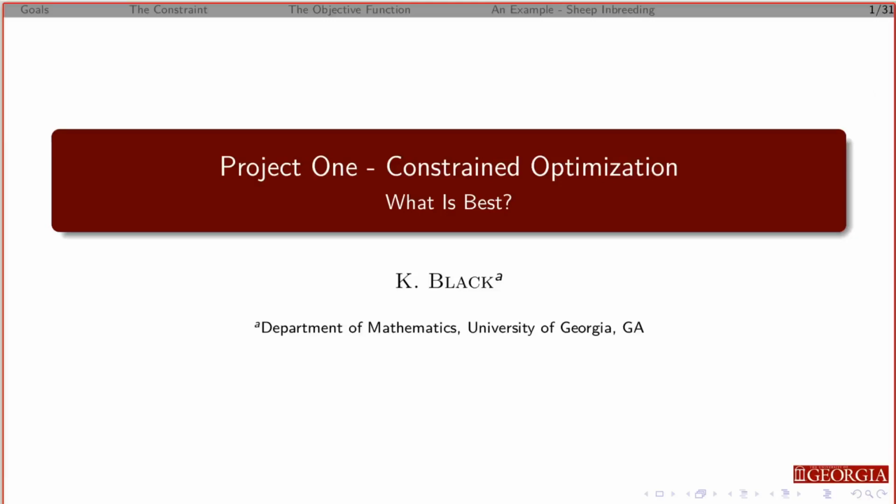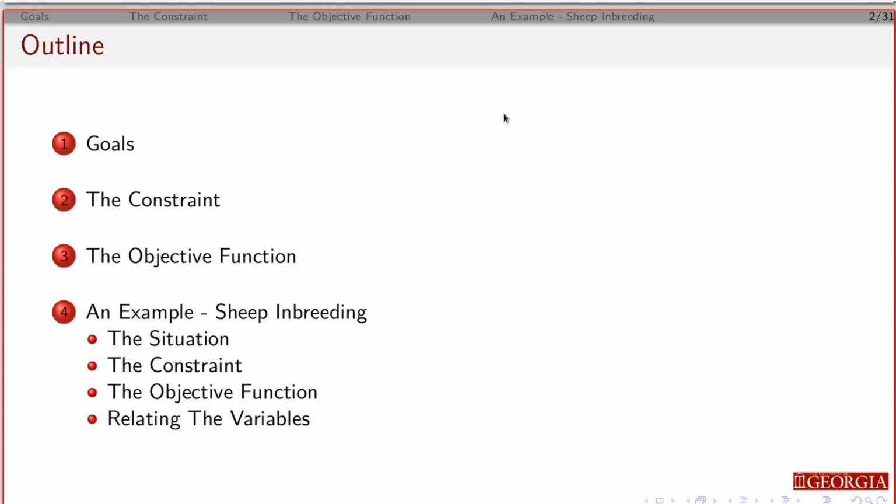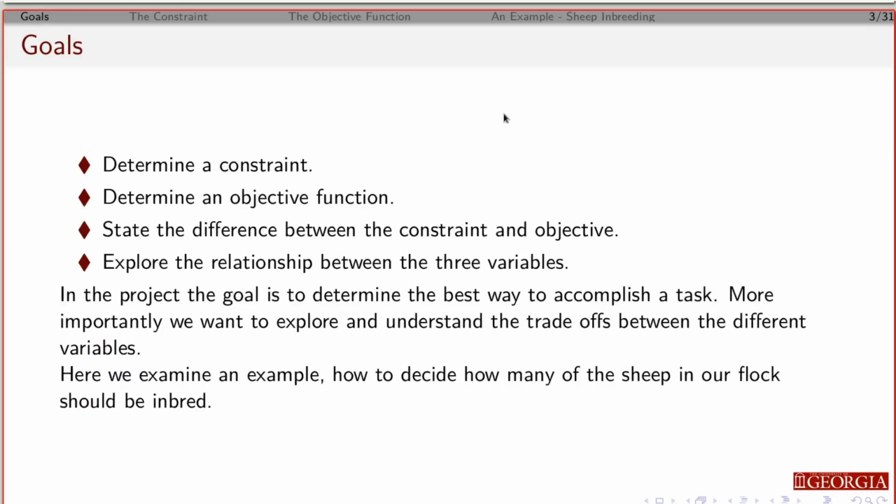All right, we're going to look at constraint optimization, and we're going to give an overview of what's expected for the project and explore what's going on with this topic. So I'll first talk about the goals for what we expect when we're done with this, talk about the constraint relationship, and I'm going to talk about an objective function, and then I'm going to go through a detailed example on inbreeding in sheep.